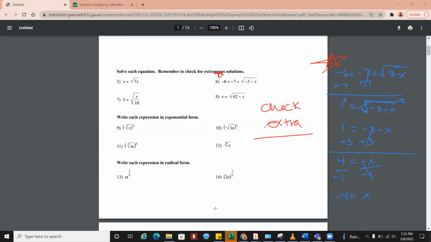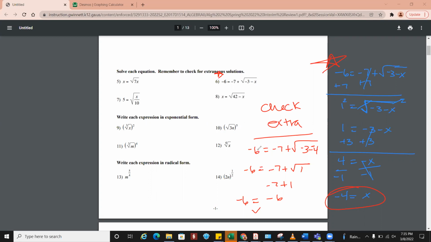Okay? But if we did plug it back in and we checked and we simplified, this is minus -4. So if we simplified, that would give us -7 plus the square root of +1. Well, the square root of 1 is just 1. So -7 plus 1 is going to give me -6. Is -6 equal to -6? Yes. So our answer is x equals -4. Okay.